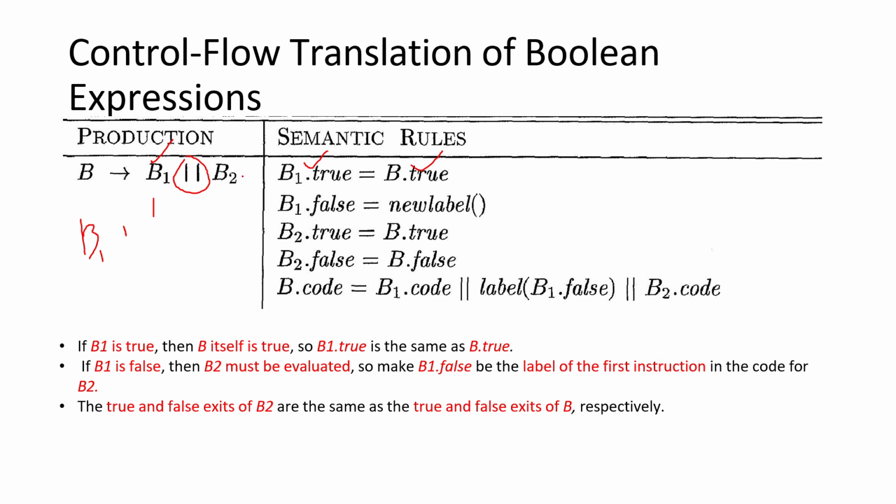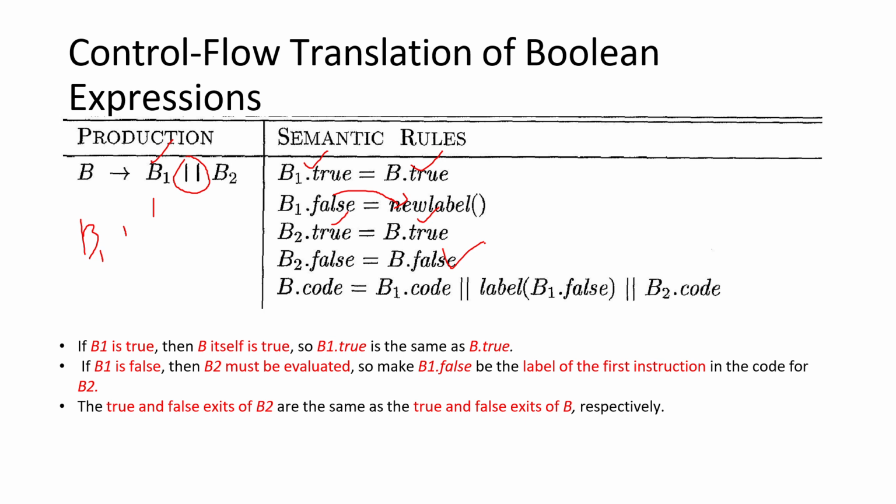So for that, we have to create a new label. B1.false equals new label. So when B2 is true, then B is also true. So B2.true equals B.true. Suppose B1 is false and B2 is also false, then the entire expression is false. That is, B is false.